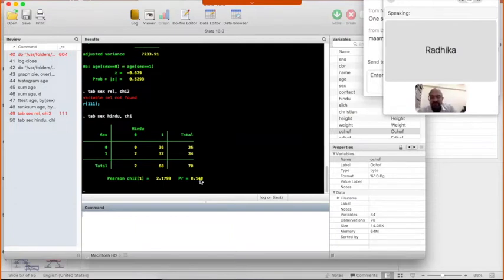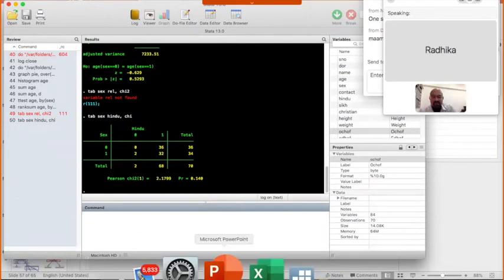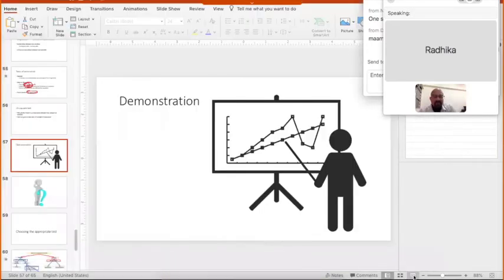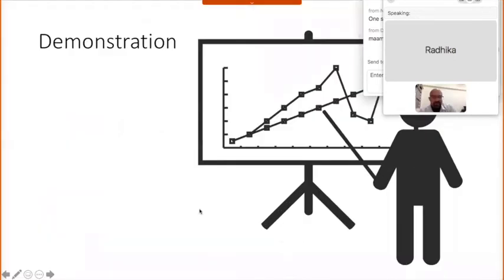But it gives me that the p-value is 0.1. That means, for being a Hindu or not, it does not matter whether you are male or female. In this data, it does not matter. That's how the chi-square output looks like. And what you need to report is only the p-value, whether it was significant or it was not significant. That was just for demonstration, that is how we demonstrate this.